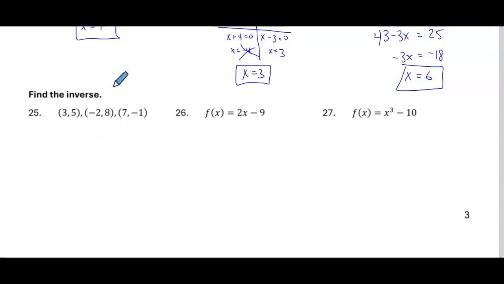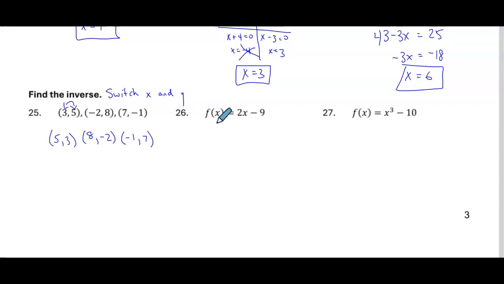So the whole key to inverse is to switch x and y. So if it's just coordinates, all you literally do is switch x and y. So the first coordinate becomes 5, 3. Second coordinate becomes 8, negative 2. Third coordinate becomes negative 1, 7. No signs changed. All that changed was the location.